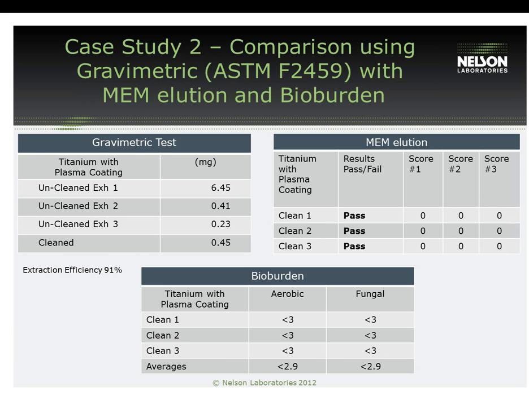And this second case study that we have here is a gravimetric test with MEM elution and bioburden. What we have here is our client sent in a sample for an exhaustive extraction, so this was an unclean sample, and we did 3 repetitive extractions to gain the extraction efficiency, which was 91%.